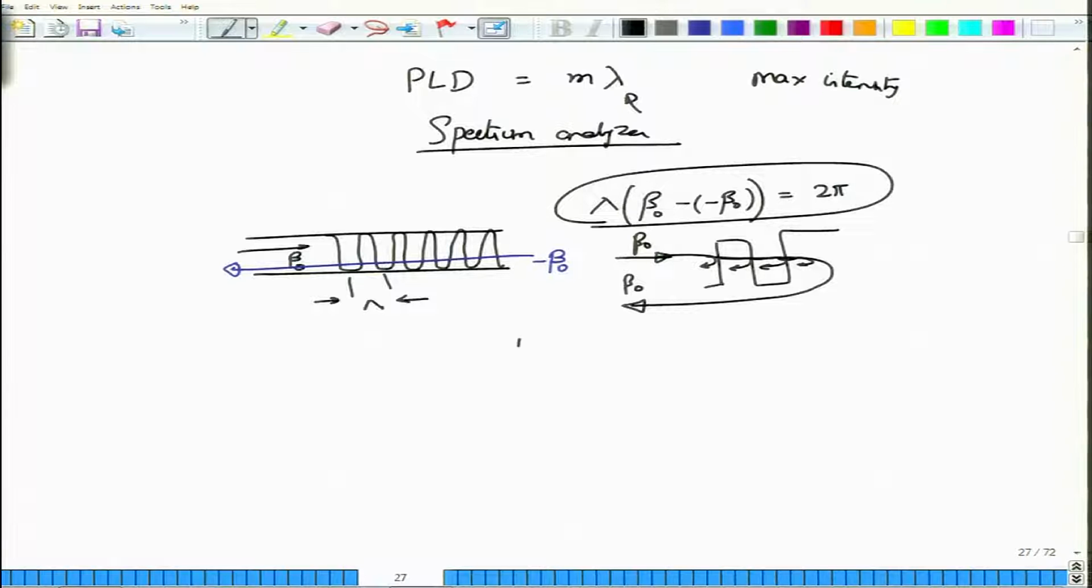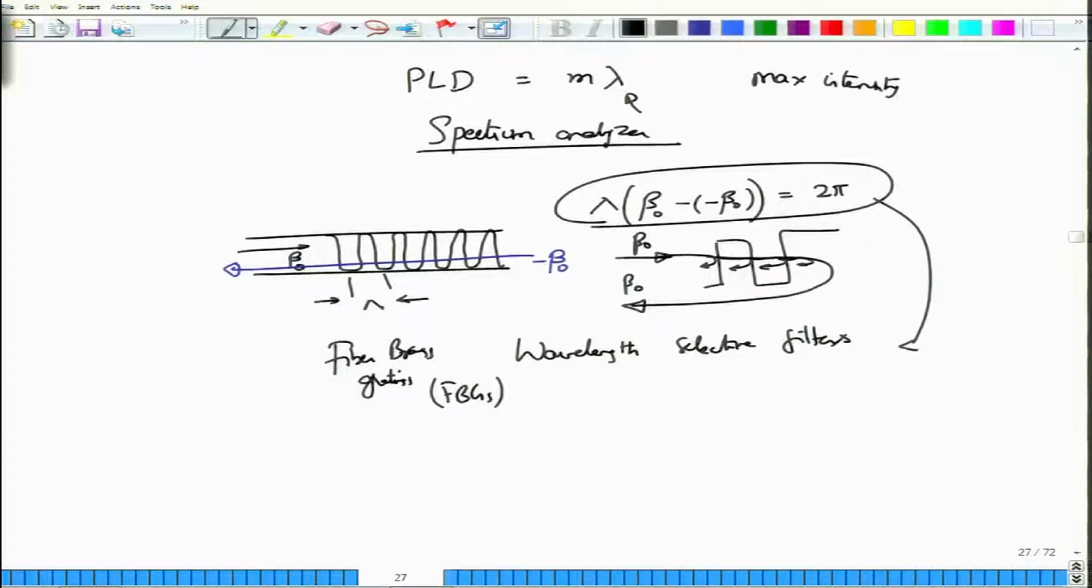So these are used as wavelength selective filters, and these devices are called fiber Bragg gratings. They are indispensable in any optical communication system and especially useful in optical sensor work.